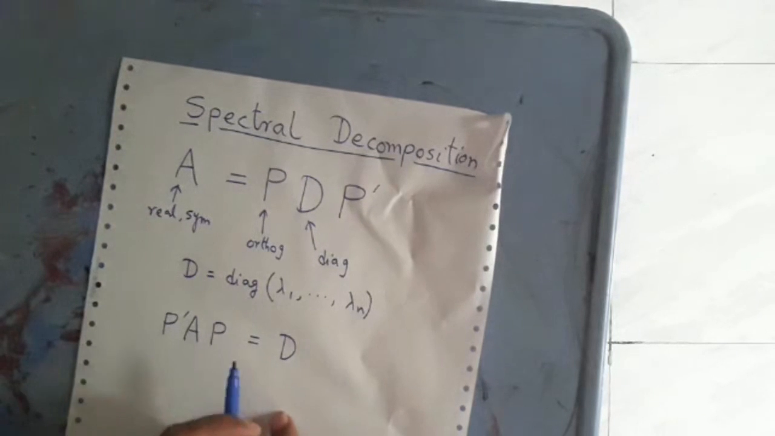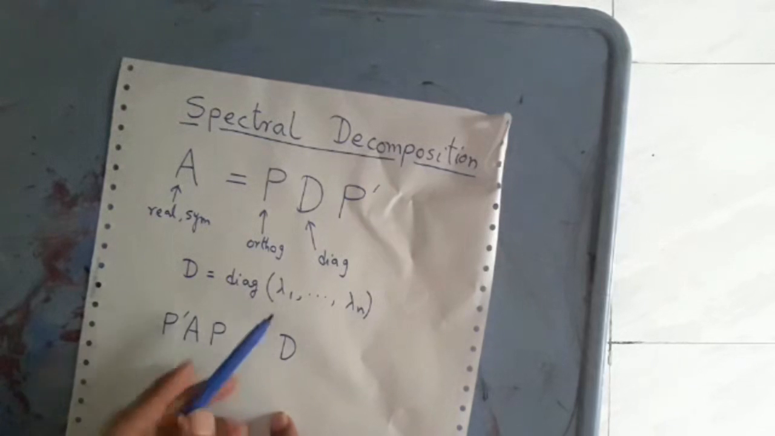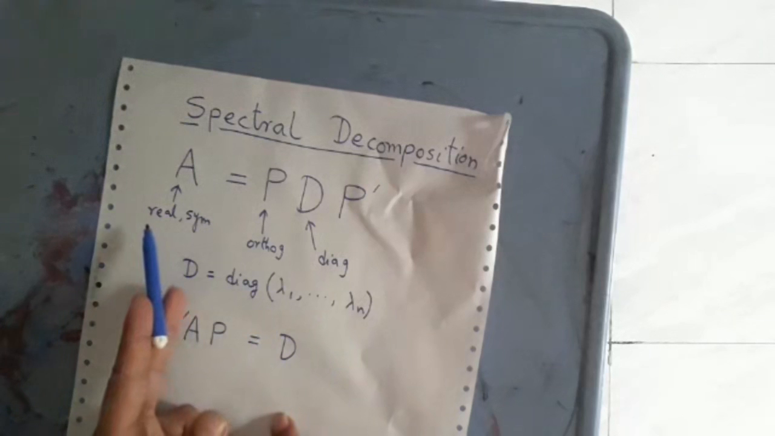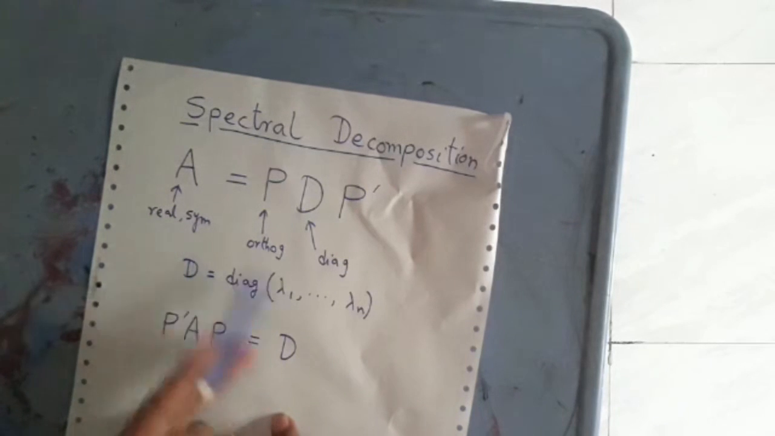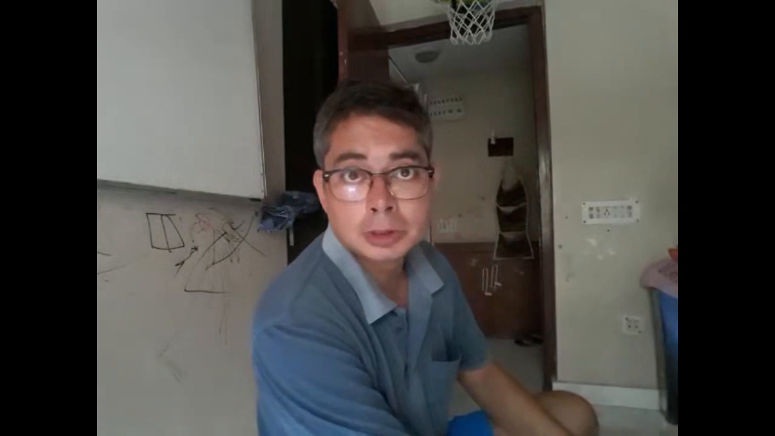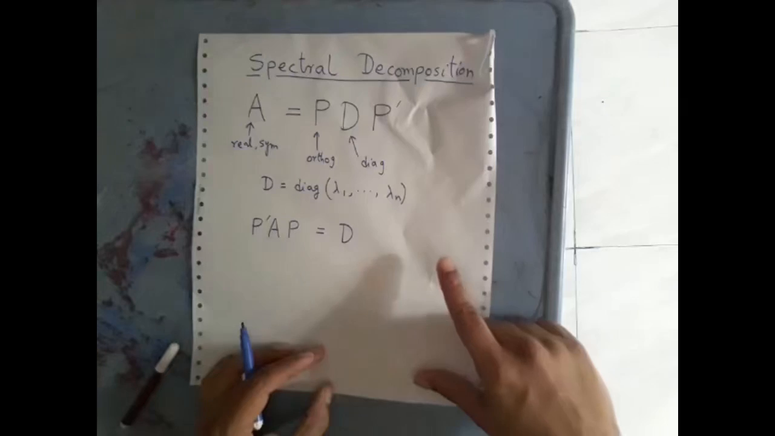And by the way, I should remind you that all these lambda i's must be real numbers, because there is a result which says for a real symmetric matrix, the eigenvalues are all real numbers. Let's start with the simplest possible case, 2 by 2 matrices.